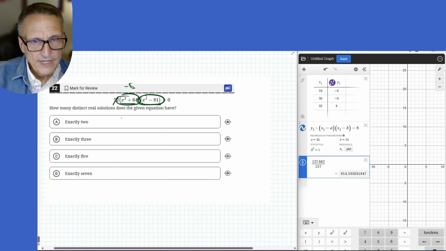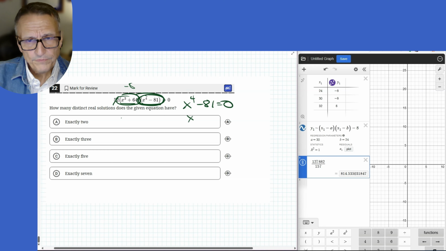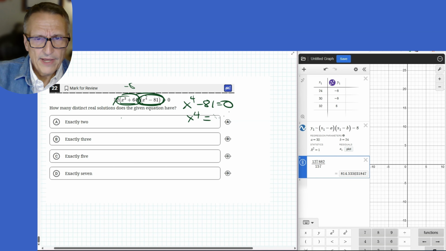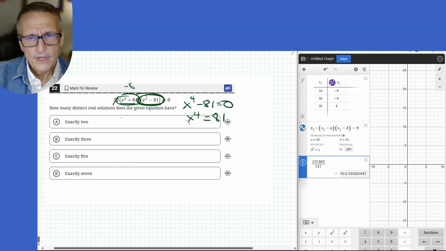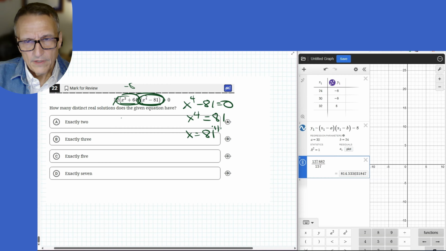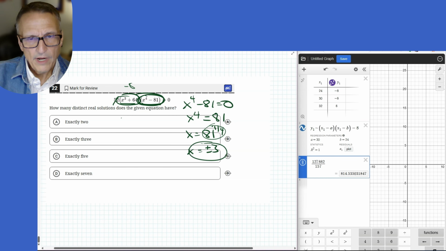Remember that when you have an even root, in other words, you would do this, right? If you're going to find those other solutions, you would set that factor equal to 0. You'd have x to the 4th equals 81, and then you would take the 4th root of both sides, like that. But this is going to give you two separate answers, right? It's going to be plus or minus 3. So I have 3 total answers here.